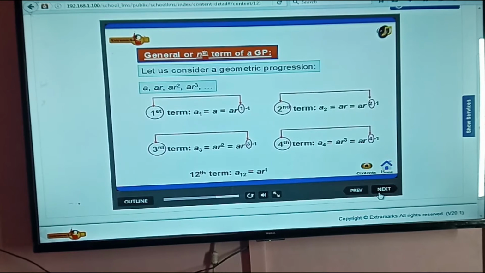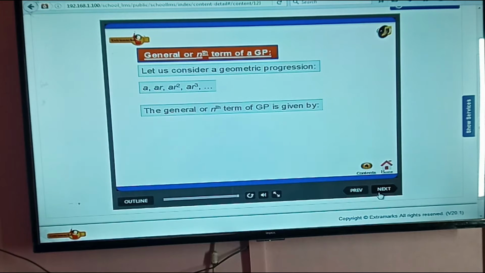Based on this observation, can you find the 12th term? The 12th term can be given by the following expression based on the observed pattern. Therefore, the pattern suggests that the general or nth term is given by the following expression.